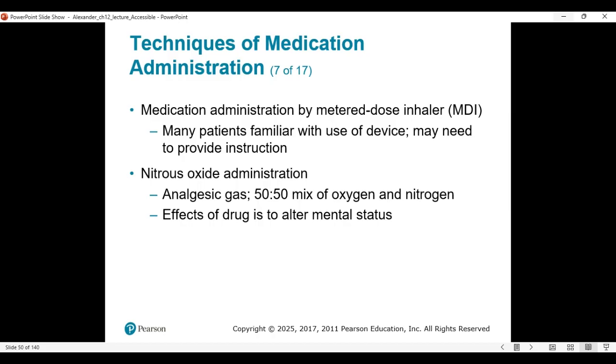This is the metered dose inhaler. If the patient has one, they're going to be more familiar with it, so we may need their help with the instructions. Nitrous oxide is an analgesic gas, which is used for pain, mixed 50-50 with oxygen. The effect of the drug is to alter the mental status.